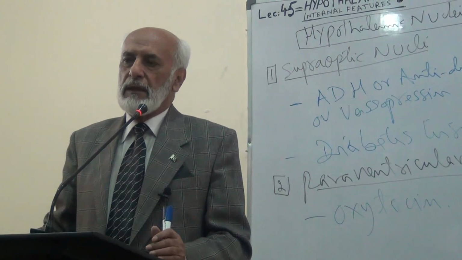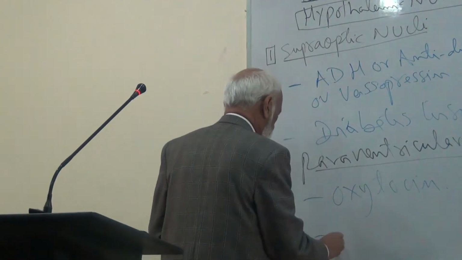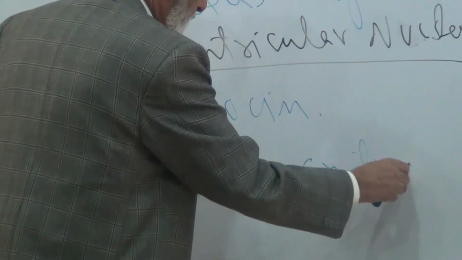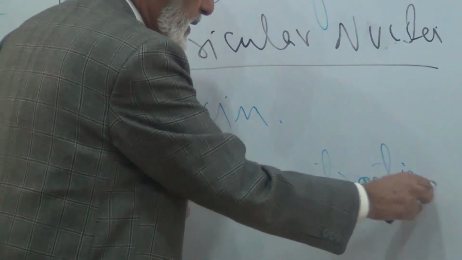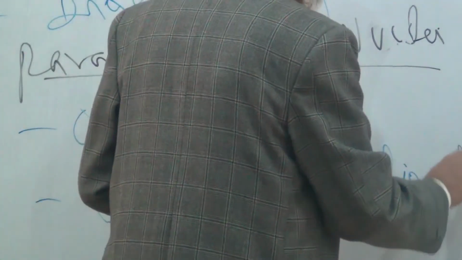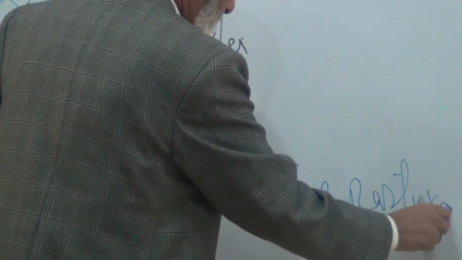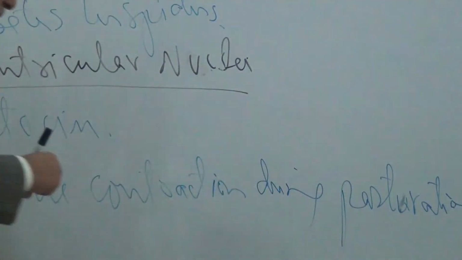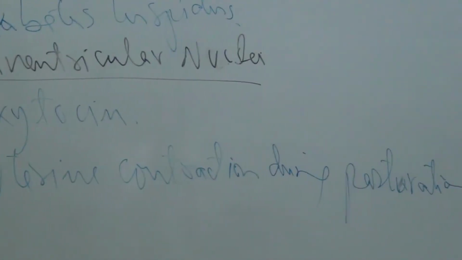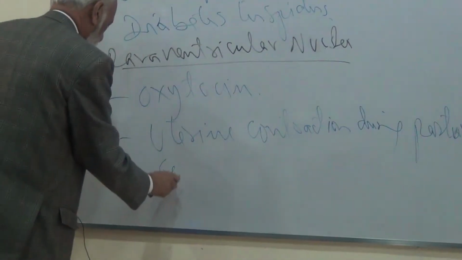The oxytocin causes uterine contraction during parturition, that is, uterine contraction during delivery or labor. It also causes contraction of myoepithelial cells.